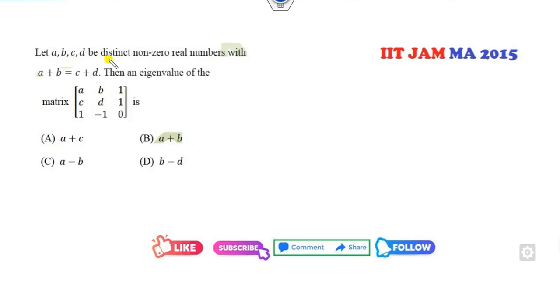Okay, A, B, C are the distinct non-zero eigenvalues. Distinct non-zero eigenvalues with this condition. So for what value of A, B, C? You can choose any value of A, B, C and D which satisfies this property. So A plus B should be C plus D. I can choose, they are distinct and non-zero. Now what is that? It's a 0. So I can choose C and D in such a way that they are distinct. Fine. So I can substitute this value here.